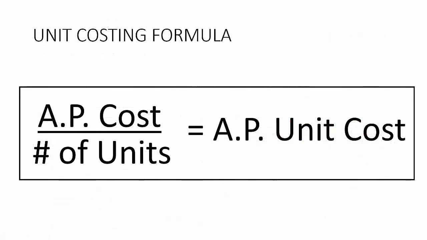So there you have it, how to unit cost. The as purchased cost divided by the number of units we bought with that price, and that will give us the AP unit cost.